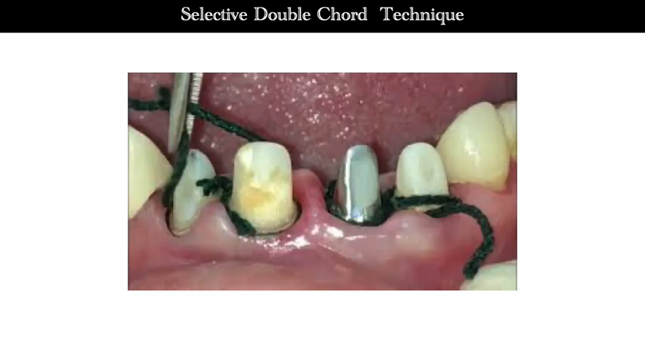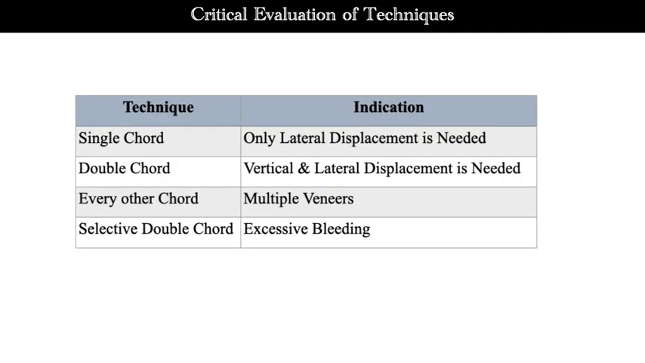Selective double cord technique. Here the first cord would be placed, and wherever there is a bleeding spot, the second cord will be placed on those bleeding spots alone. The single cord technique: a critical evaluation of all the four techniques. The single cord technique is usually indicated where we require only lateral displacement of the sulcular epithelium.